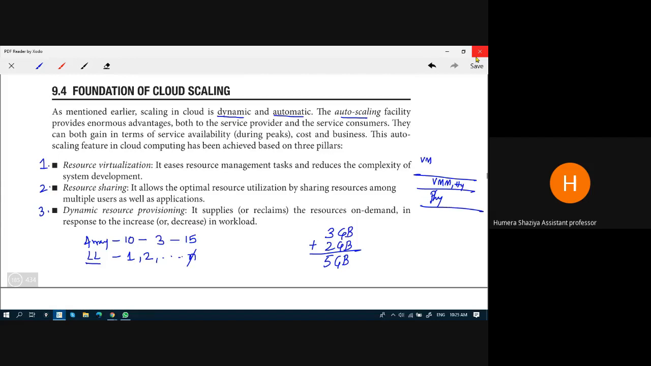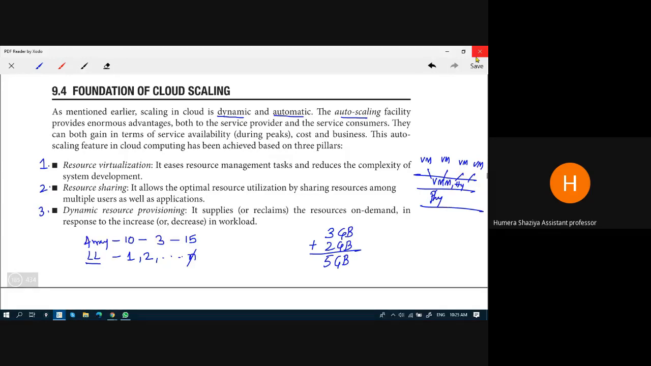Next feature is resource sharing. Resource sharing is also the core of cloud. If there is no resource sharing, there is no concept of cloud. One physical machine has been allocated to, say, 4 users in the form of 4 virtual machines. Underlying, there is only one physical machine.